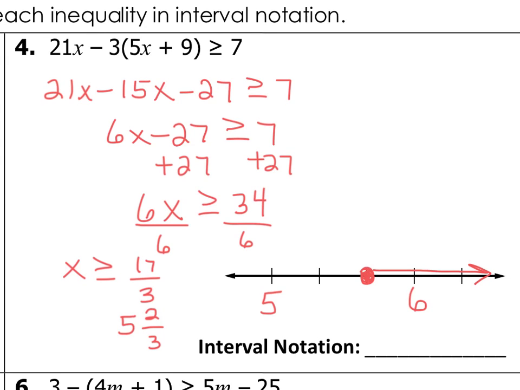Now when we write our interval notation, remember, because this is a closed circle, we have to use the square bracket. So we're going to use the square bracket for our value of 5 2/3, and we can use the 17/3 if we want to make it a little shorter. Then our right value, our greatest value, is going to be infinity because it goes on forever and ever. Remember, infinity takes the curved bracket or the parenthesis.